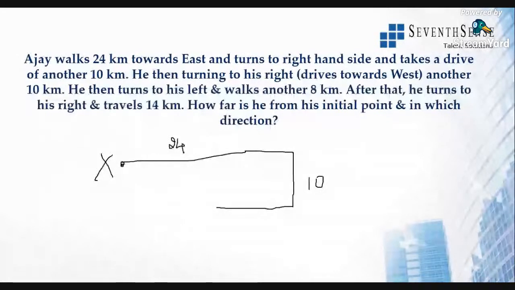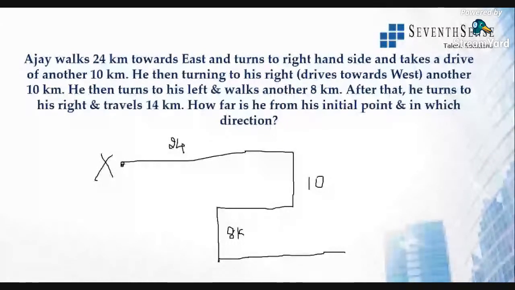It will be towards south. It is 8 kilometers. Then after that, he turns to his right. So from south, right in the sense it will be east, and he travels 14 kilometers. So from south, right side, it is east. He travels 14 kilometers. Okay. So this is how the diagram comes.